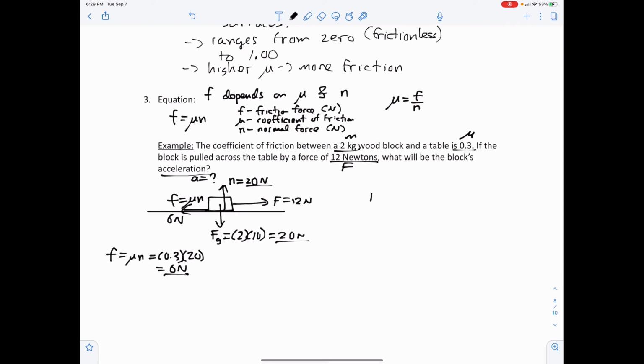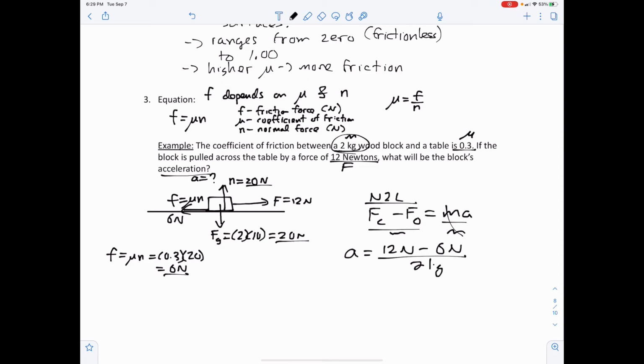Now we're ready to use Newton's second law. Newton's second law again tells you causing force minus opposing force equals ma. Solve for A, we divide by mass. And acceleration equals 12 newtons minus 6 newtons divided by mass. What's the mass? 2 kilograms. That would be 6 newtons divided by 2 kilograms, or 3 newtons per kilogram. You could also write that as 3 meters per second squared. Either one is fine.